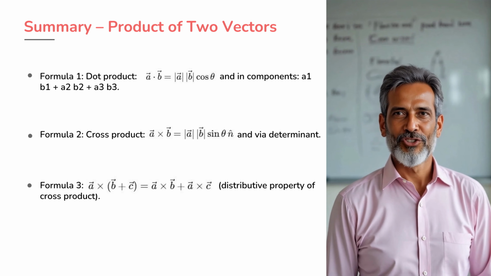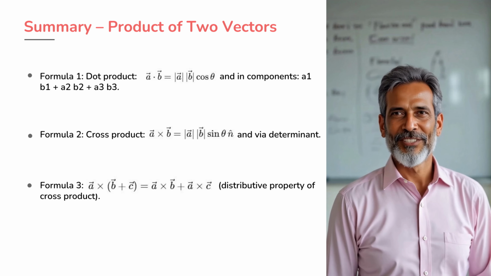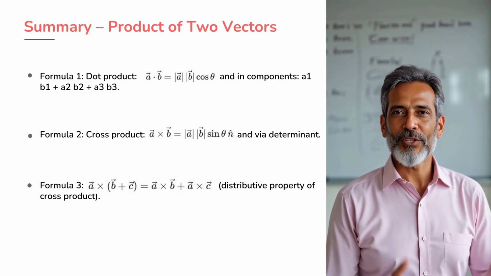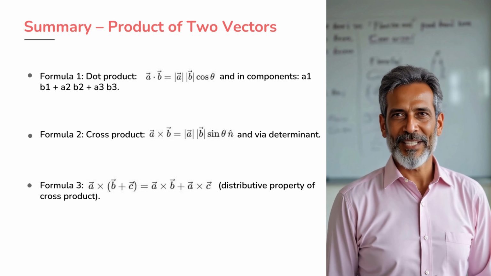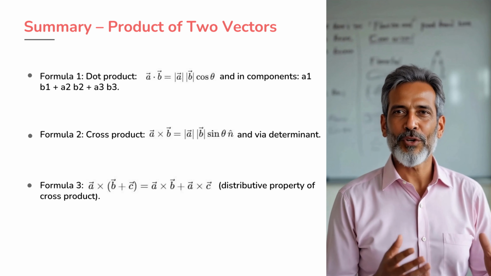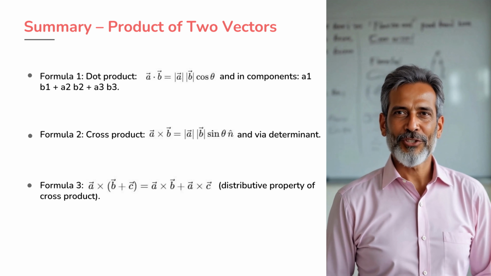Key ideas. Dot product results in a scalar and is commutative. Swapping order does not change the result. Cross product results in a vector perpendicular to the originals and is anti-commutative. Physically, the dot product represents projection and is used when calculating work. The cross product relates to area, torque, and directions in three-dimensional space.